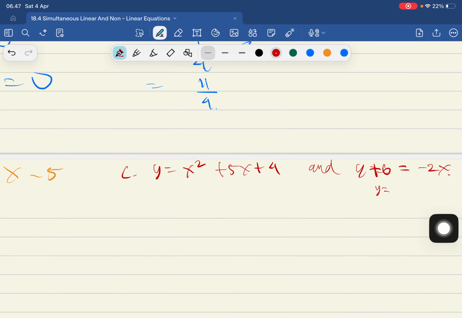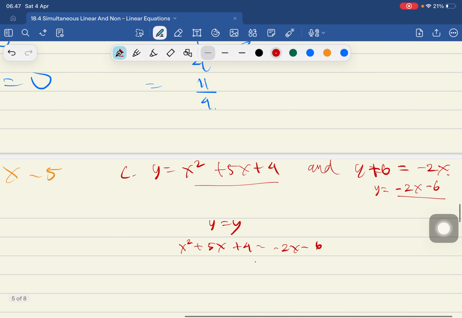So y equal to negative 2x and then negative 6. So let's make it y equal to y. Here is the first y, x squared plus 5x plus 4. The second y is here, negative 2x and then negative 6. So both of them we add 2x plus 6. So it is x squared plus 7x plus 10 equal to 0.